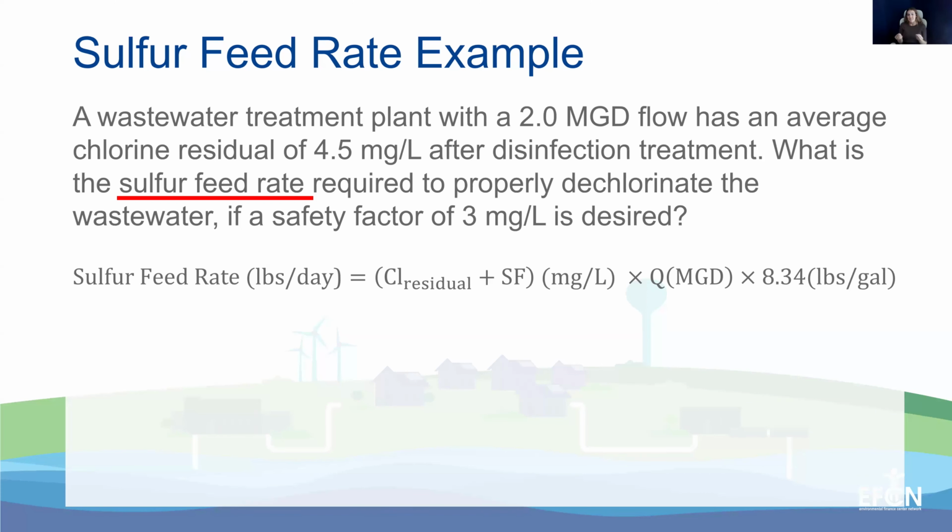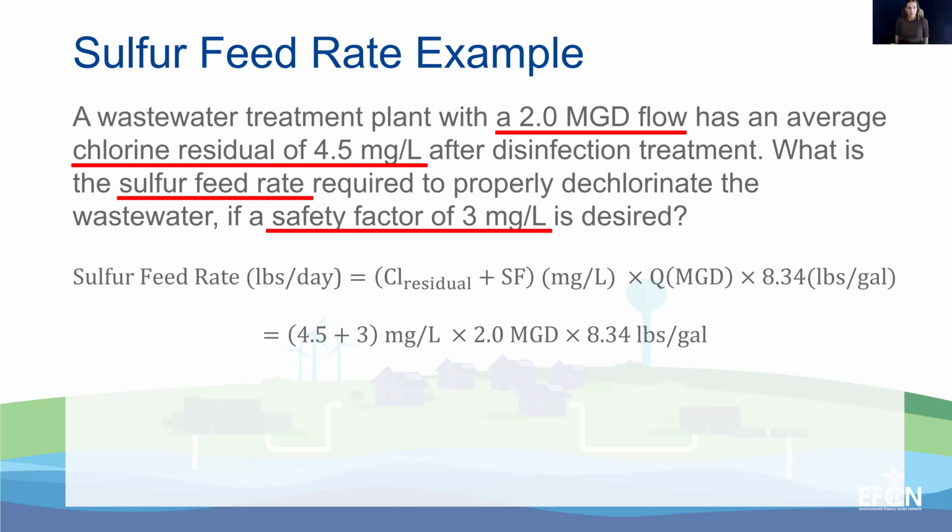So we go ahead and bring up our equation for our sulfur feed rate. And then we're already given our chlorine residual in a concentration. We're given our safety factor in a concentration. We're given our flow in MGD. So we can just go ahead and plug these right into the equation. So there's those concentrations and the flow. So if we put the 4.5 plus the 3 as our chlorine residual plus the safety factor of 3 milligrams per liter, I went ahead and factored out that milligrams per liter, so we can just add the variables of 4.5 and 3.